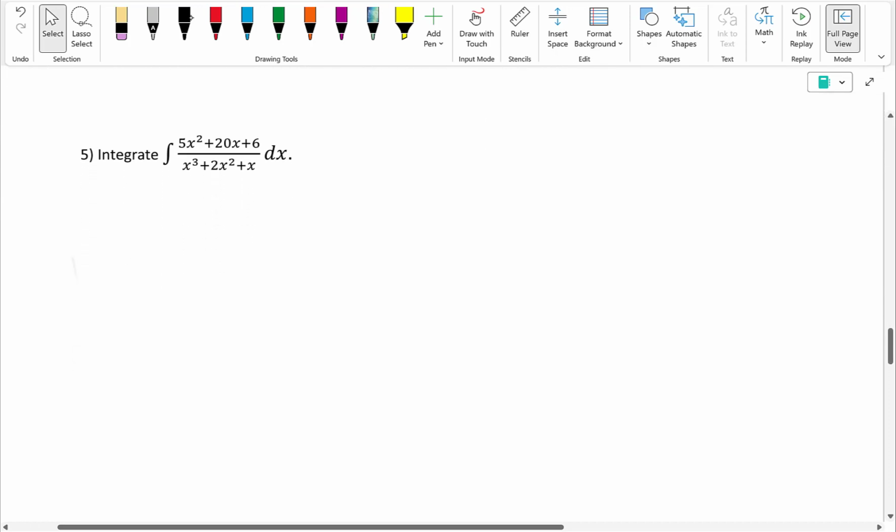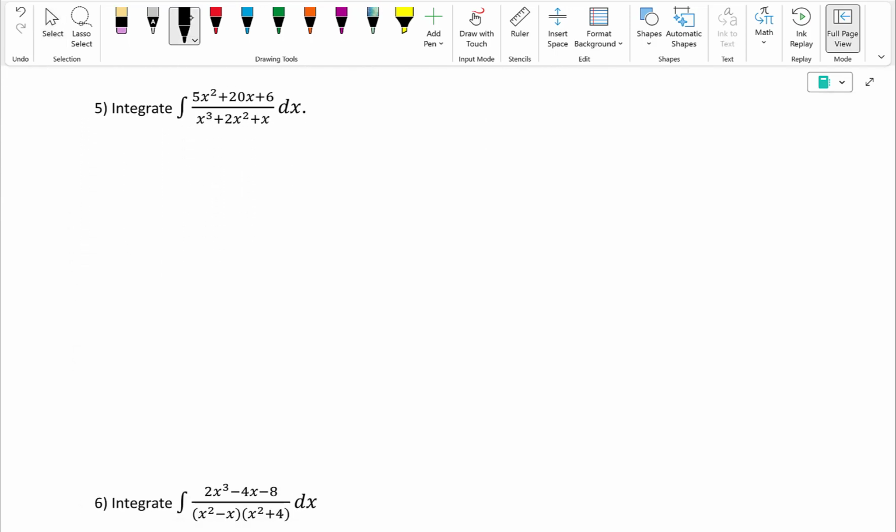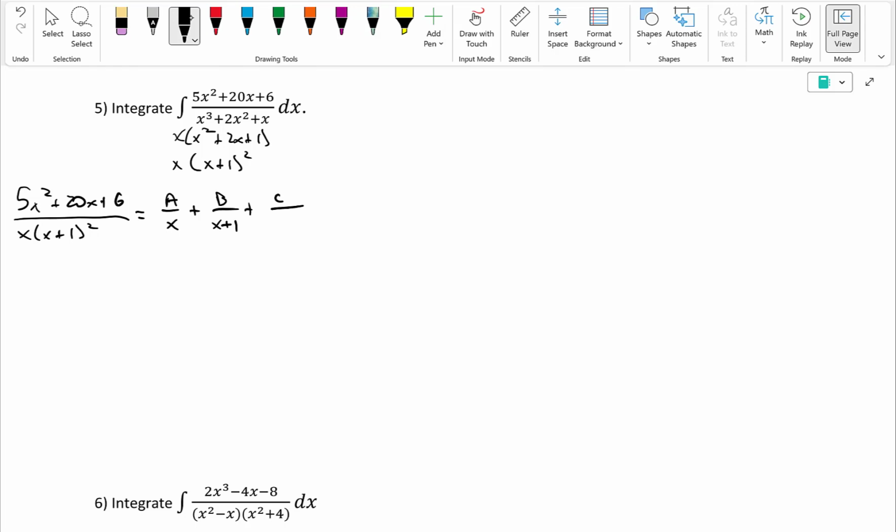All right, a few more. For 5, we need to factor our denominator, so we can take out an x first. We're left with an x squared plus 2x plus 1. That's x times the quantity x plus 1 squared. So we can rewrite and do our decomposition over here on the left. Our original 5x squared plus 20x plus 6 over x times the quantity x plus 1 squared equals a over x plus b over x plus 1 plus c over the quantity x plus 1 squared.